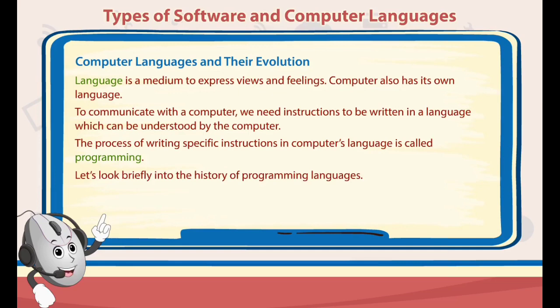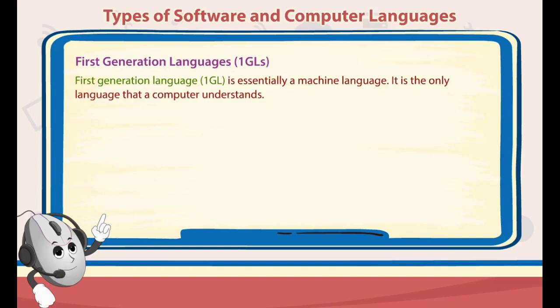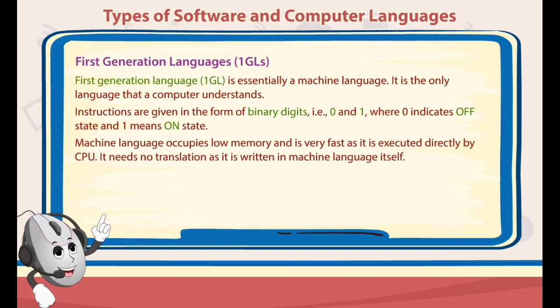Let's look briefly into the history of programming languages. First generation languages, 1GLs. First generation language, 1GL, is essentially a machine language. It is the only language that a computer understands. Instructions are given in the form of binary digits, that is 0 and 1, where 0 indicates off state and 1 means on state.